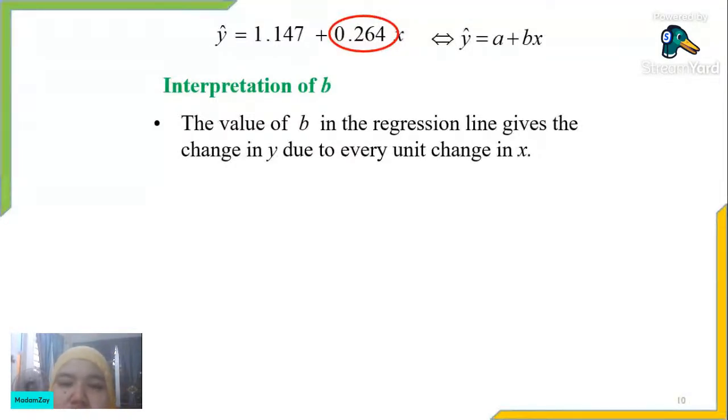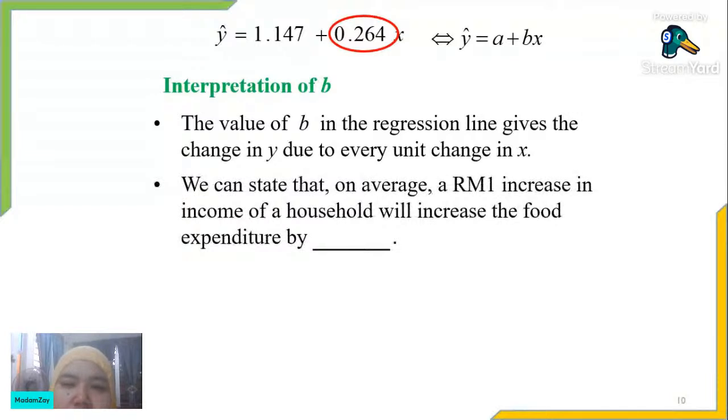So every unit change. Okay, so what we can do in the interpretation of B is state that on average, RM 1 ringgit increase in income. Why? Because X is in RM. This is talking about X. We increase X by 1, an increase in income. X is the income of a household, and it will increase the food expenditure by this gradient, which is 0.26 ringgit.